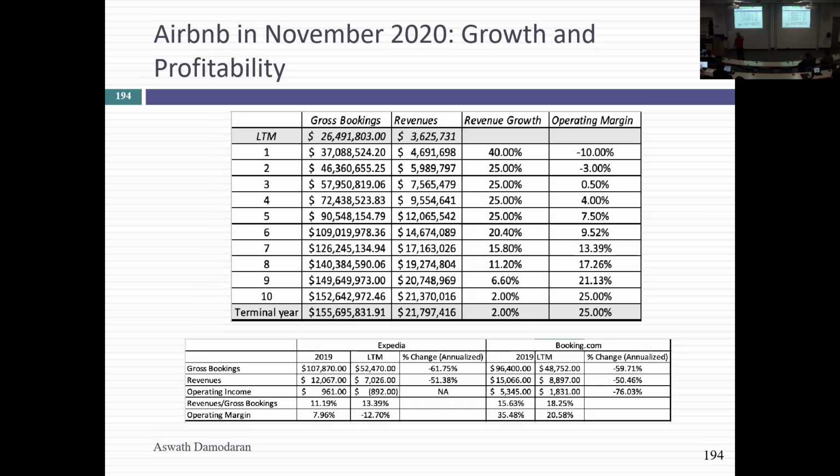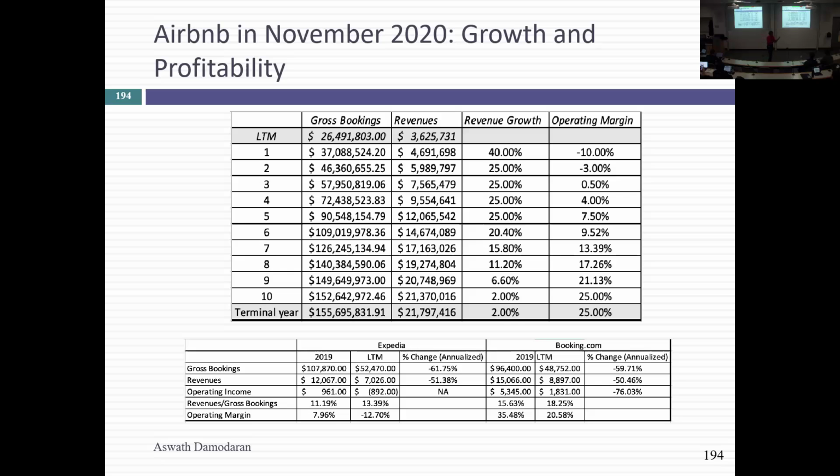As opposed to what? Remember when I showed you the revenues for Airbnb, I showed you the hotel business revenues? The typical margin for hotel companies is like 12 to 15% operating margins. That's a good hotel company. I'm giving Airbnb 25% margins. Why? Because it's not a hotel company, it's an intermediary.